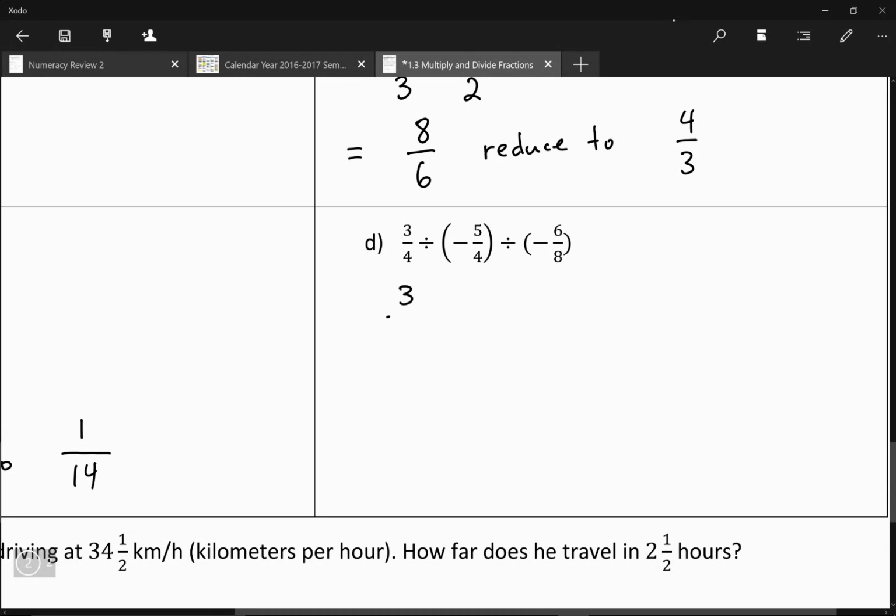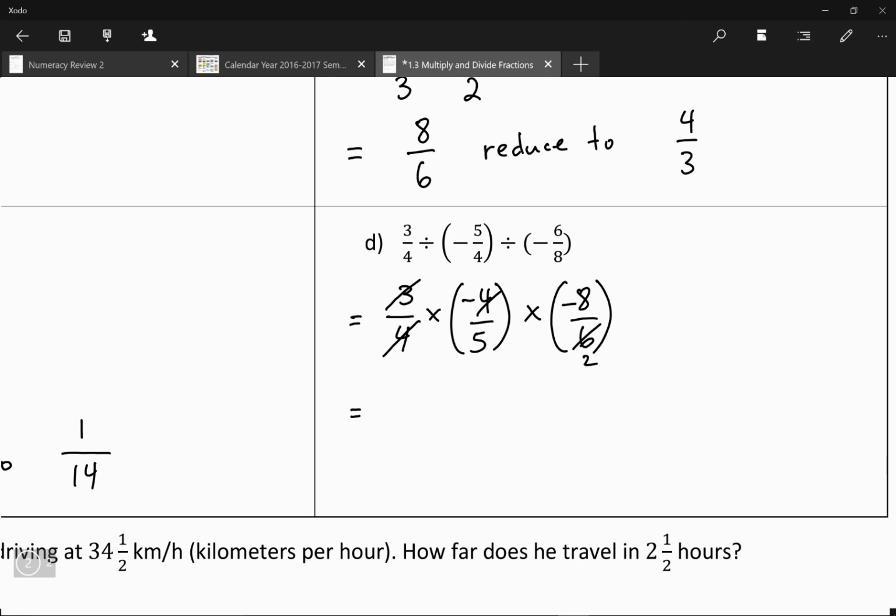Well, it turns out I can take 3 over 4, multiply, flip the fraction, so negative 4 over 5, put the brackets around just to make sure we're not confusing the negatives here, and you multiply again, and you change the next one to 8 over 6. Don't forget the negative sign as well. Okay, and before I go further, I'm just going to see if I can make some cancellations. So 4 can cancel with the 4. Okay, 3/6 can be written as 1/2, so I'm going to just put the 2 down here.